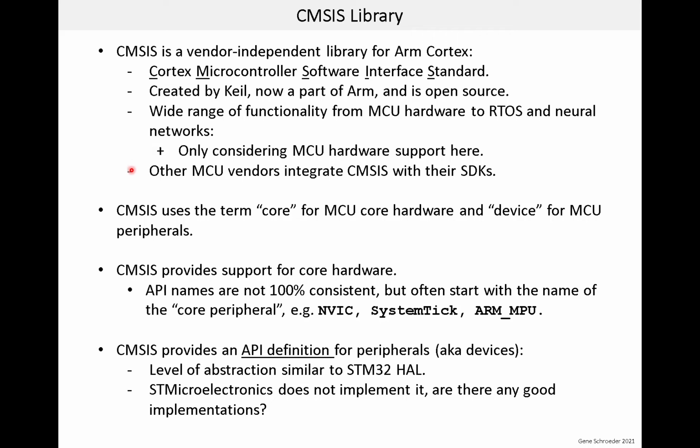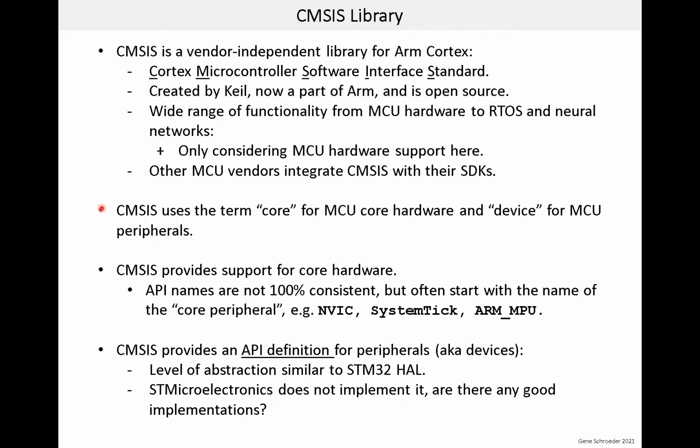And I should point out that other MCU vendors integrate CMSIS with their SDKs. I know I've seen it in the NXP SDKs. So using CMSIS is good in that sense, in that it can make your software a little bit more portable. Now, just as a point of terminology, CMSIS uses the term core for MCU core hardware and the word device for MCU peripherals.